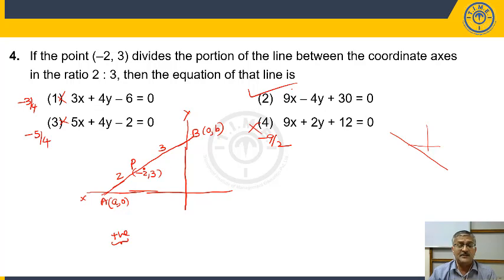That becomes very lengthy. So without that, by observation: because P (-2, 3) is in the second quadrant, the line between the coordinate axes is obviously AB. So it divides in the ratio 2:3, which means the slope is always positive. So among the options, only the second option's slope is positive. So the correct answer is 2. In our exams, when solving, we can answer easily by going through the options like this.